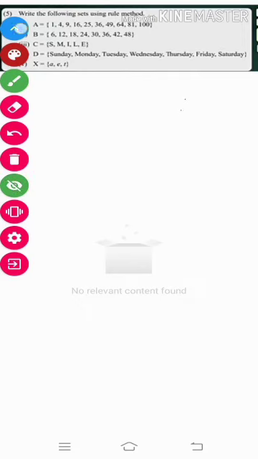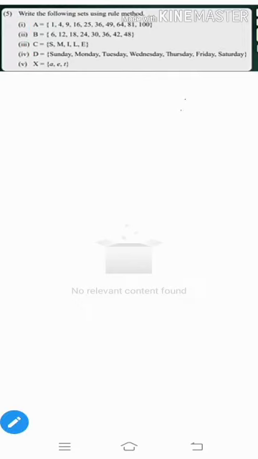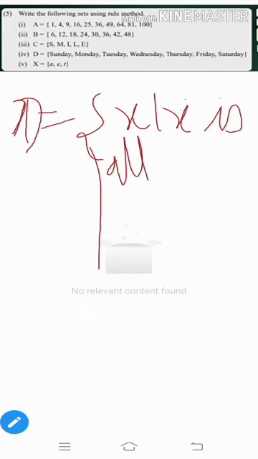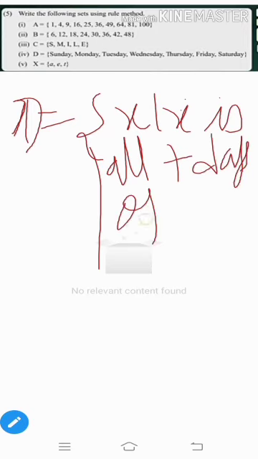So question number 4 under this is what? They give all the days of the week: Sunday, Monday, Tuesday, Wednesday, Thursday, Friday, and Saturday. Write D is equal to x such that x is all 7 days of the week.